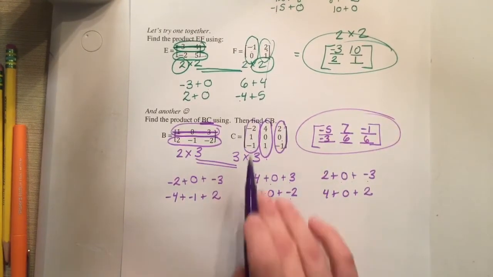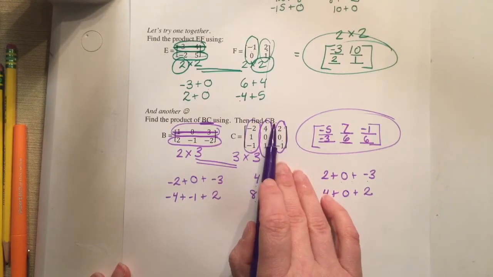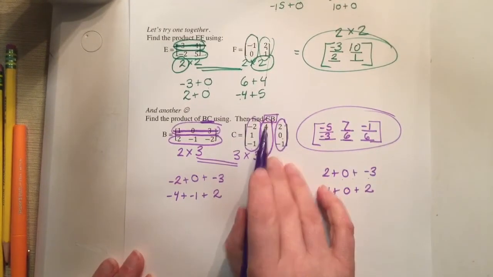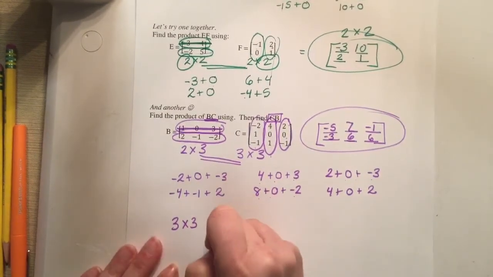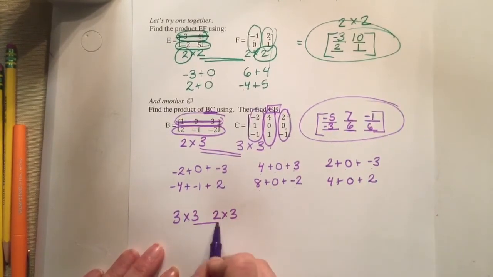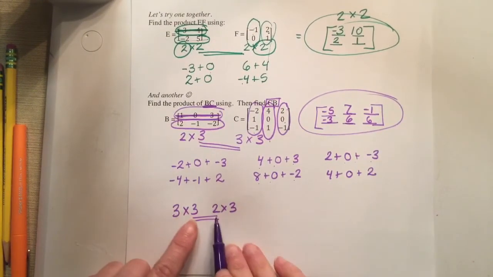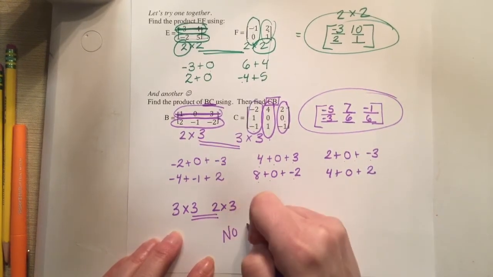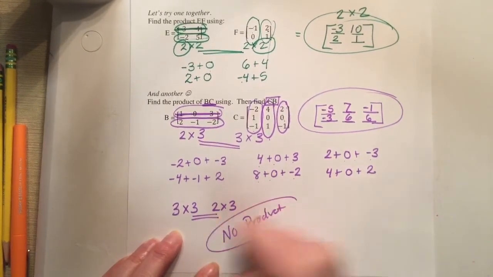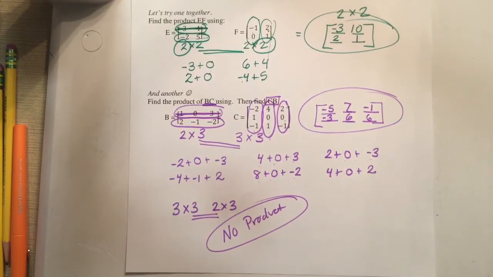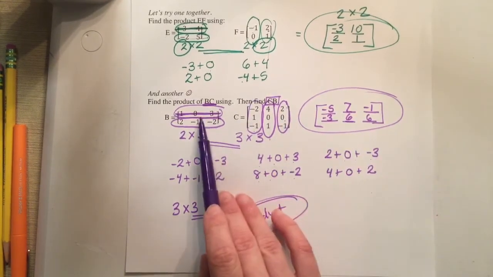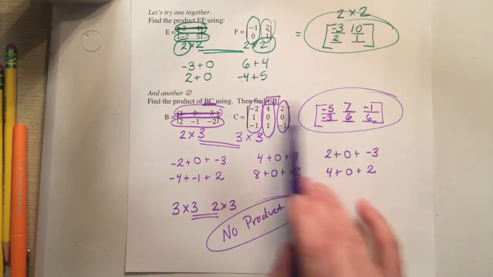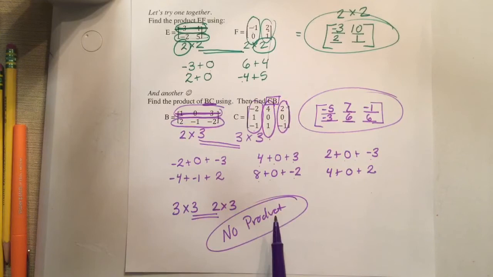There's the product. Now they want us to find CB, meaning we're going to reverse the order. So the dimensions for C, that's a 3 by 3. The dimensions for B is a 2 by 3. If you look at the two values in the middle, these do not match. So that means there is no product. That just goes to show you that when you're doing matrix multiplication, it's not commutative. You cannot switch the order of the matrices and end up with the same product. In fact, here we could take B times C and find a product. When we went and changed the order, it wasn't even possible.